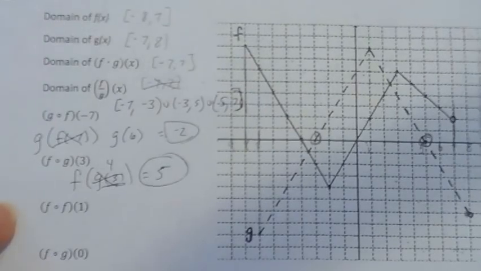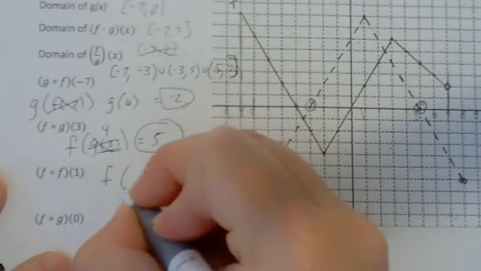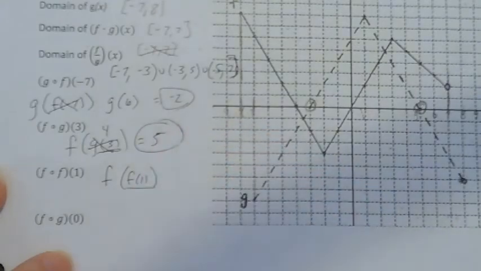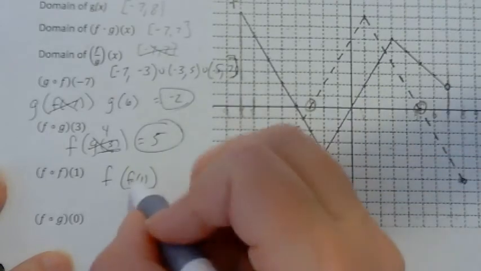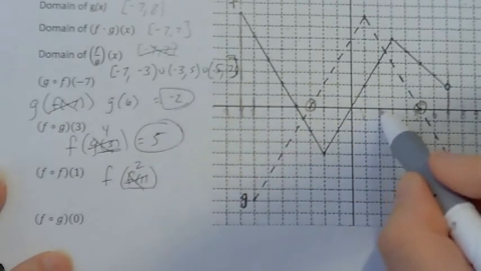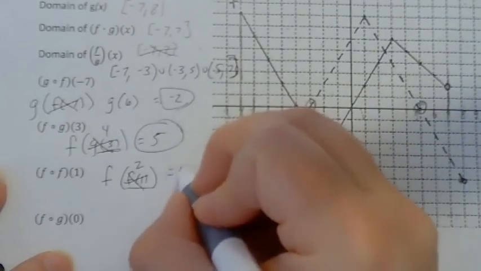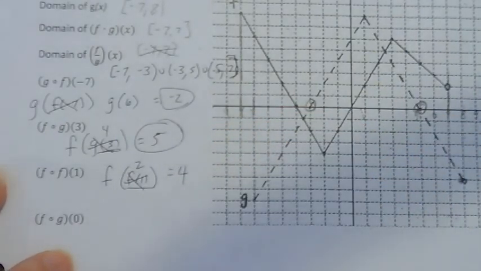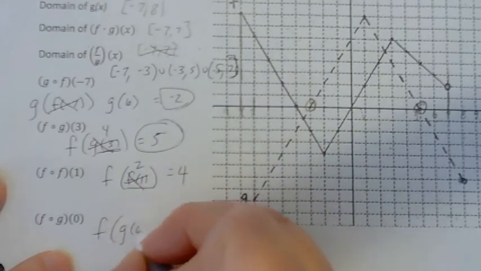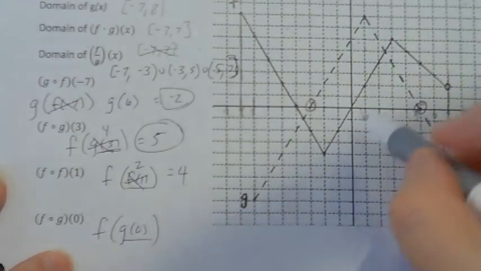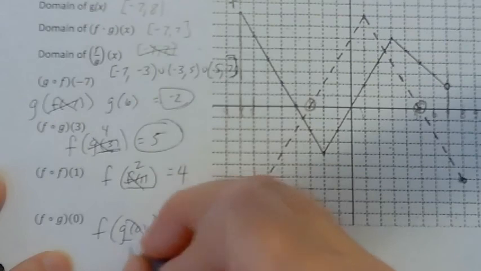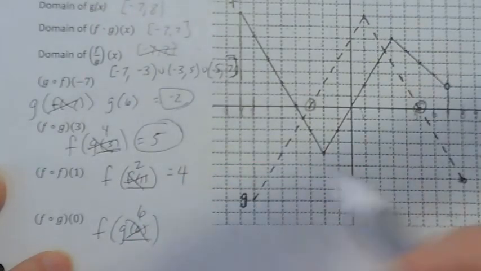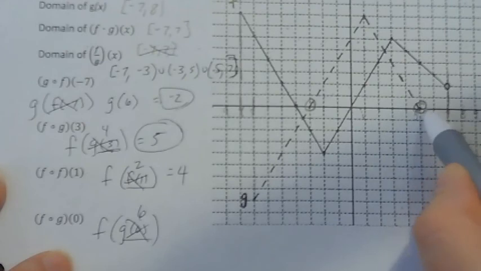Okay, let's find f of 1. So I'm going to find f of 1, and then find the domain of that one. So f of 1 is 2, and f at 2 is 4. Let's find f of g of 0. So I've got to find g at 0 first. g at 0 is 1, 2, 3, 4, 5, 6. And f at 6 is 3.